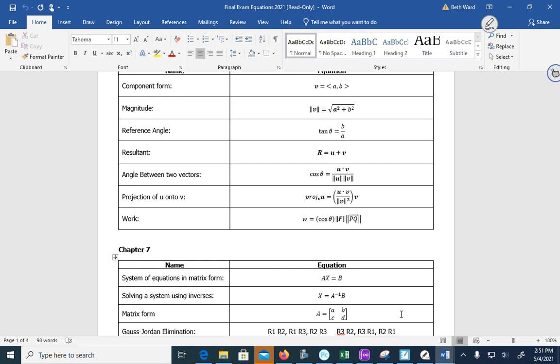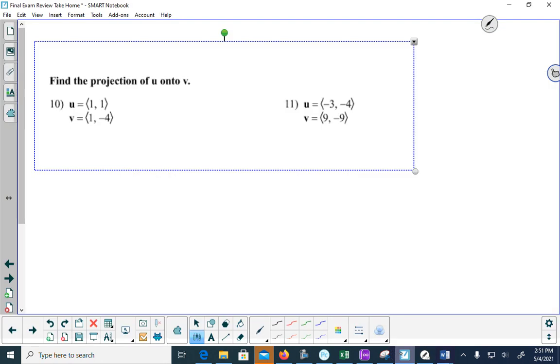So I'm going to copy that down. The projection of U onto V is given as U dot V, which remember is the dot product, over the magnitude of V squared, and then you multiply that by the vector V. So let's do what I have to do.